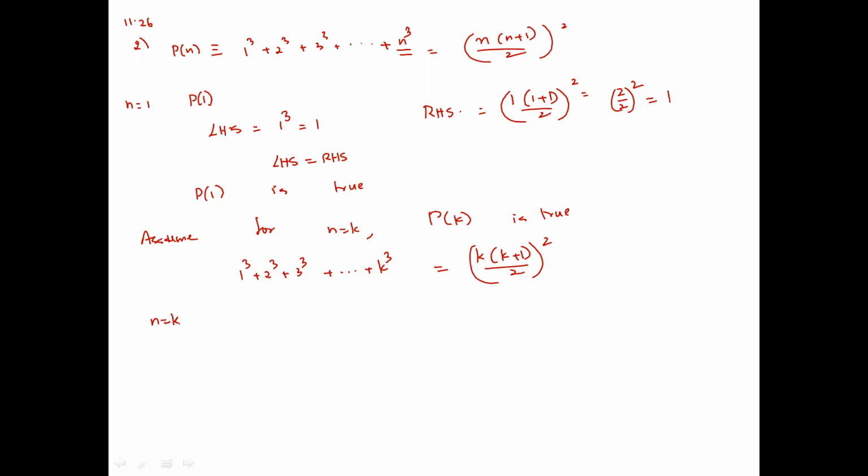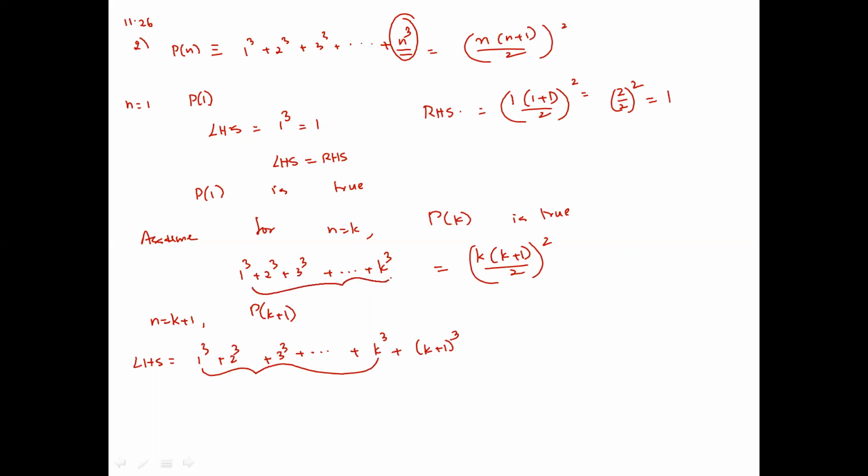Now for n equal to k plus 1, P of k plus 1 we will be finding, but we will find only left hand side as 1 cube plus 2 cube plus 3 cube up to k cube, and after that we have k plus 1 whole cube because n is k plus 1. Now from 1 cube, 2 cube, 3 cube up to k cube, you can use P of k and you can write k into k plus 1 by 2 whole square plus k plus 1 whole cube.